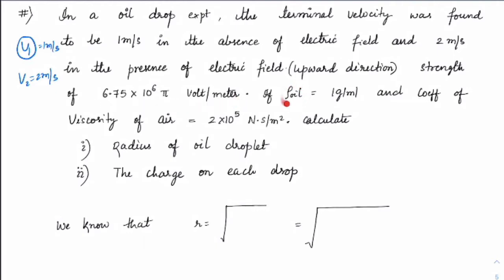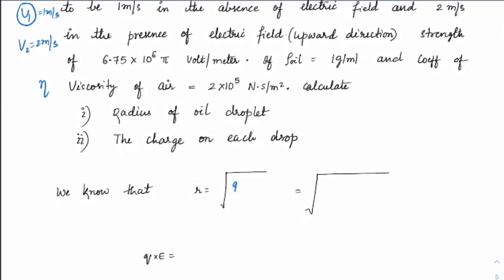The density of oil, rho of oil, is given. The coefficient of viscosity of air is given, so eta is given, right? So everything else is given. We need to calculate first the radius, then the charge on the droplet. Okay. Just to remind you of the formula, we learned that R square was 9 by 2 eta V1 by rho of oil into g. This is what we have learned. So R would be the square root of that.